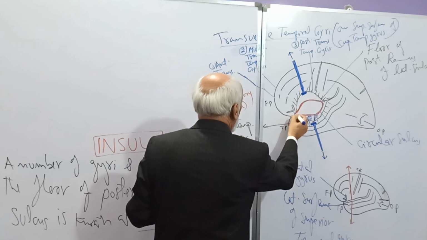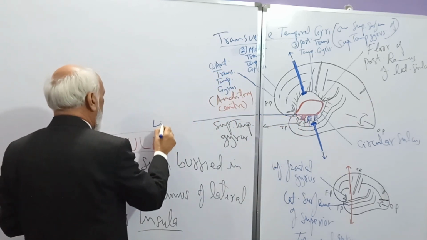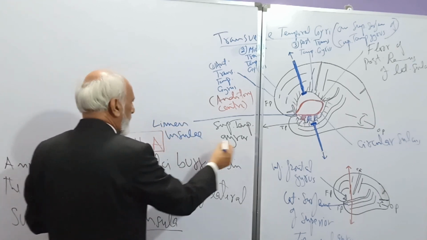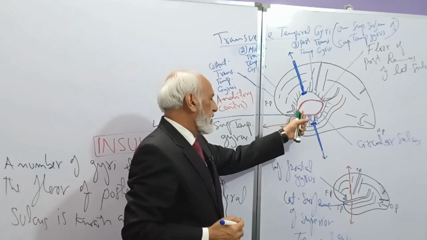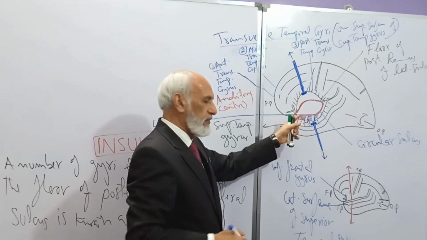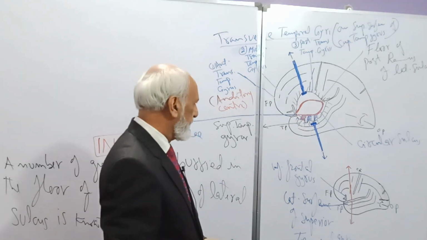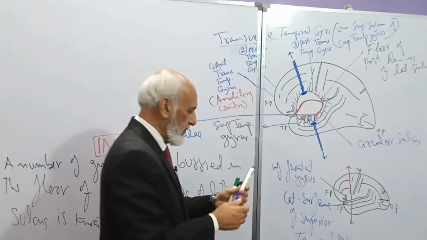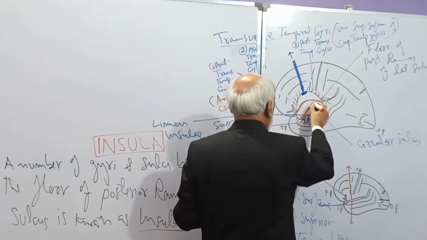Now, this extension of the insula towards the orbital part of the inferior surface is known as the limen insulae. This part of the insula is known as the limen insulae because the circular sulcus is not complete. And the gyri of the insula continue downwards and forwards onto the orbital part of the inferior surface of the cerebrum.